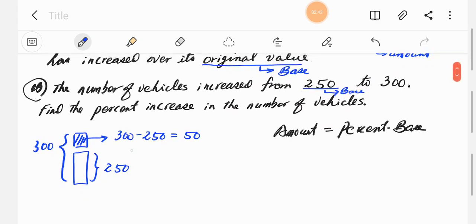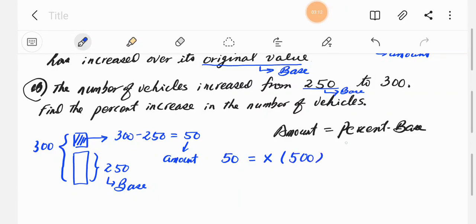So look at this. The amount increased is 50. And this is X percent of 250, isn't it? So this is the base amount, right? Base. And this is the amount. So amount 50 is X percent of what? X percent of 250, the base.